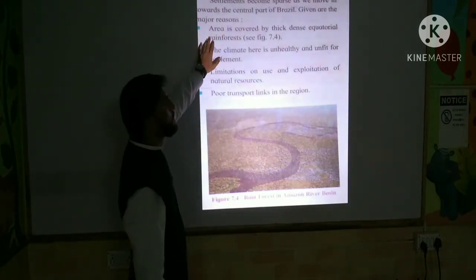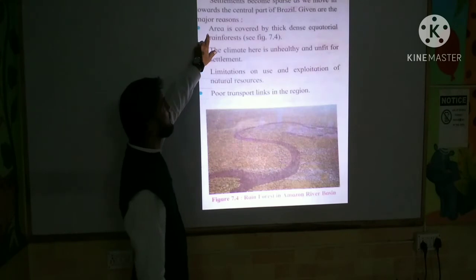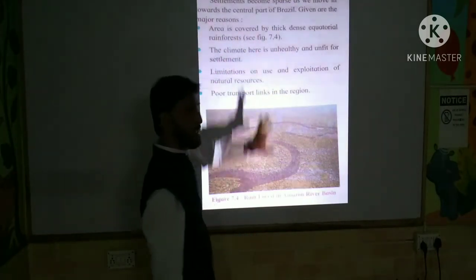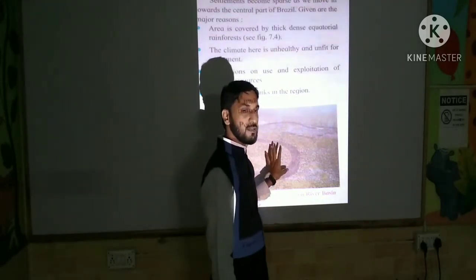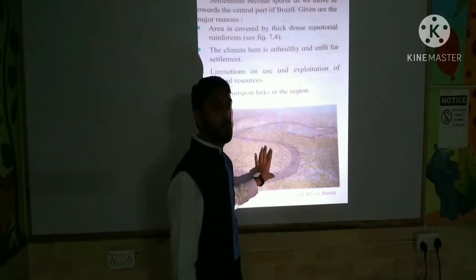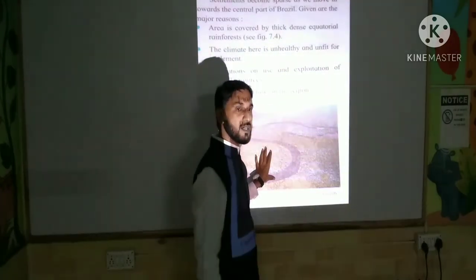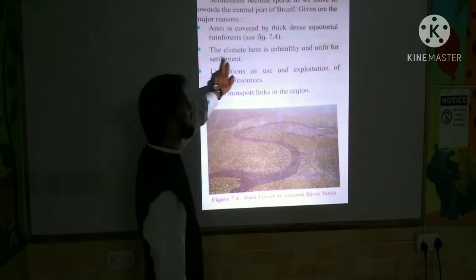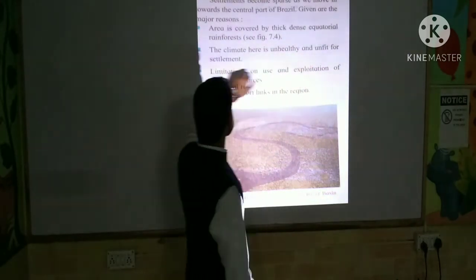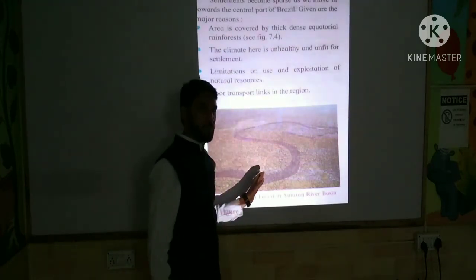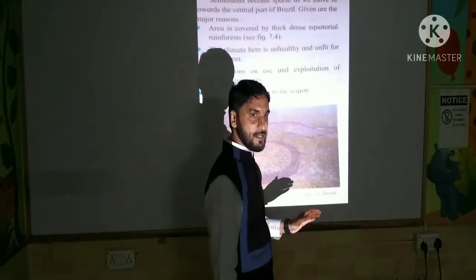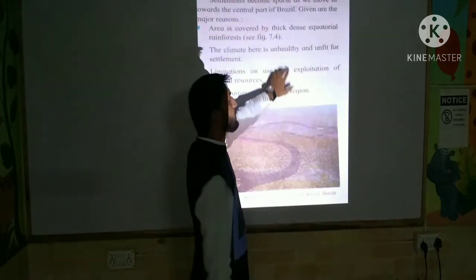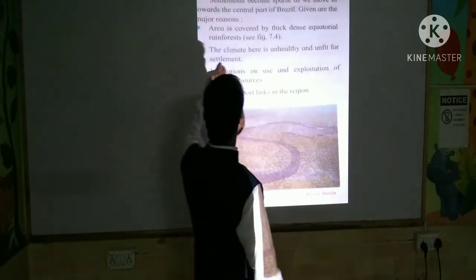So we will see some points which are given here. The first one given is that the area is covered by thick dense equatorial rainforest. It means this Amazon River basin is mostly covered by dense forest, so it is a sparsely populated area. The second point, students, is that the climate here is unhealthy and unfit for settlement. Convectional type of rainfall takes place here throughout the year, it means dense forest area, and so it is unfit for settlement.